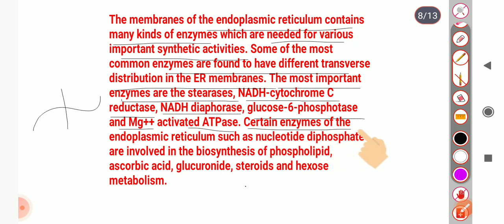Certain enzymes of the endoplasmic reticulum, such as nucleotide diphosphatase, are involved in biosynthesis of phospholipid, ascorbic acid and glucuronide, steroids and hexose metabolism. Means certain enzymes of the endoplasmic reticulum are necessary for synthesis of ascorbic acid, glucuronide, steroids and hexose metabolism. So this is all about the enzymes that are present in the endoplasmic reticulum.